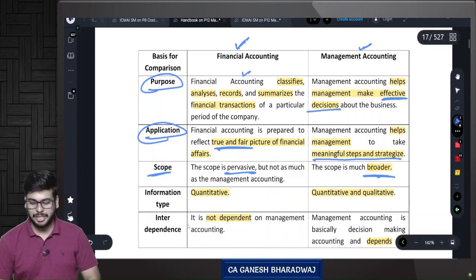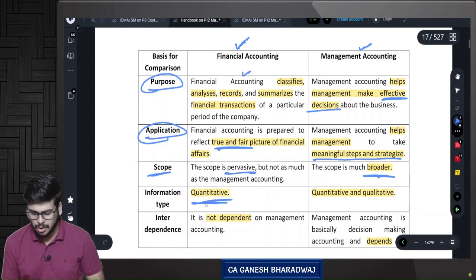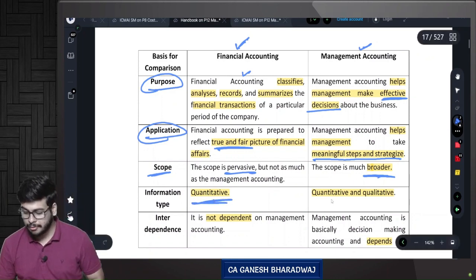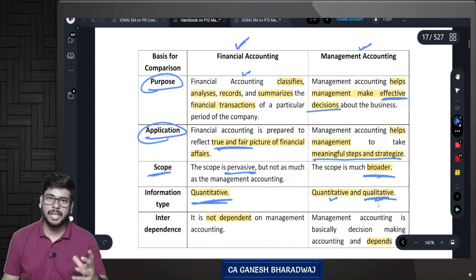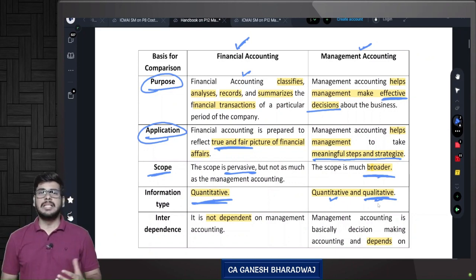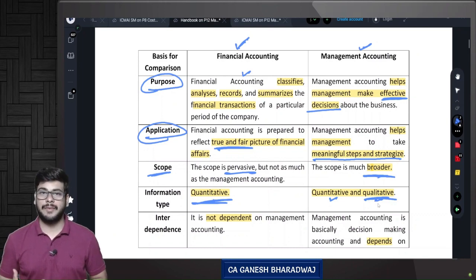Fine. Then information type. For financial accounting, it is only quantitative. Absolutely, we just deal with figures. Whereas management accounting deals with both quantitative as well as qualitative information. Quantitative means financial data. Qualitative means non-financial data. For example, there is something called the learning curve effect.